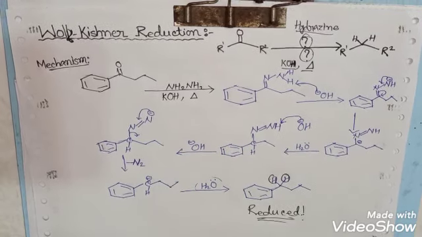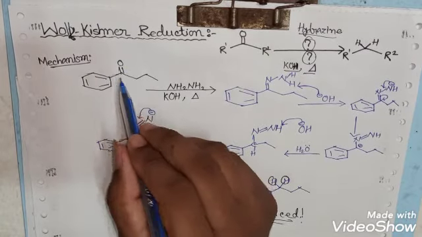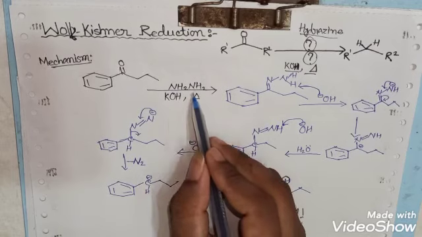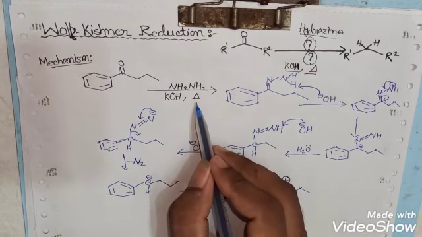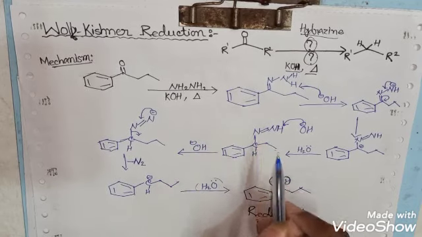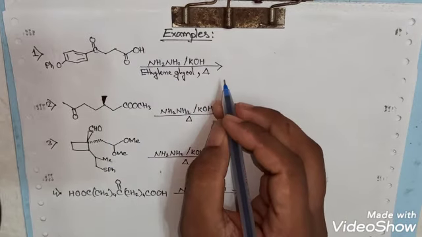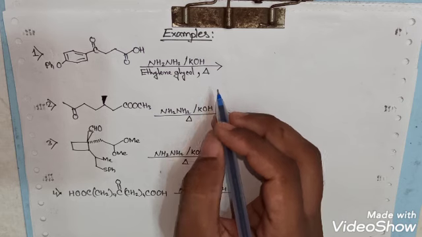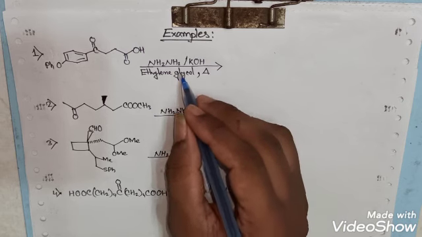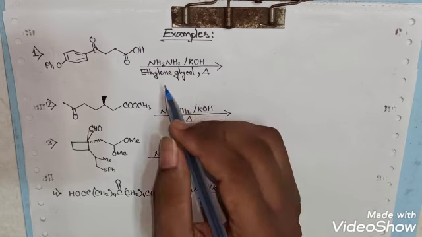This is the mechanism where a ketone or an aldehyde molecule is reduced with the help of hydrazine and a base in thermal conditions. This is the mechanism of Wolff-Kishner reduction. So these are examples of Wolff-Kishner reduction, where with the help of hydrazine, potassium hydroxide and heat, we can reduce a carbonyl compound like an aldehyde or ketone.